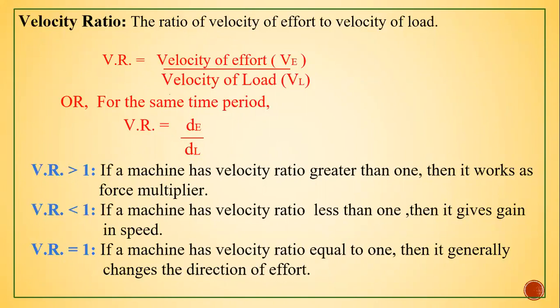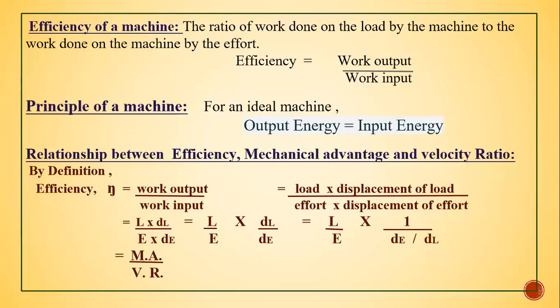Now, what about the functions of a machine? If velocity ratio for a machine is greater than 1, then it works as a force multiplier. If velocity ratio for a machine is less than 1, then it gives gain in speed. If velocity ratio is equal to 1, it generally changes the direction of effort to a convenient direction. These were a few terms related to simple machines.